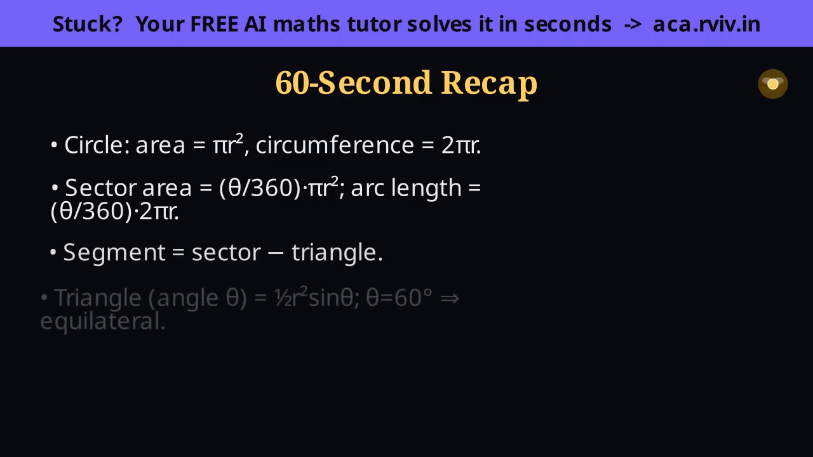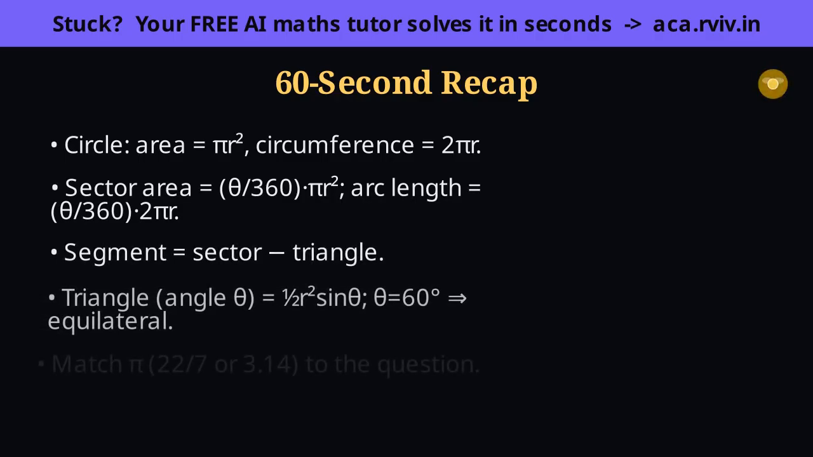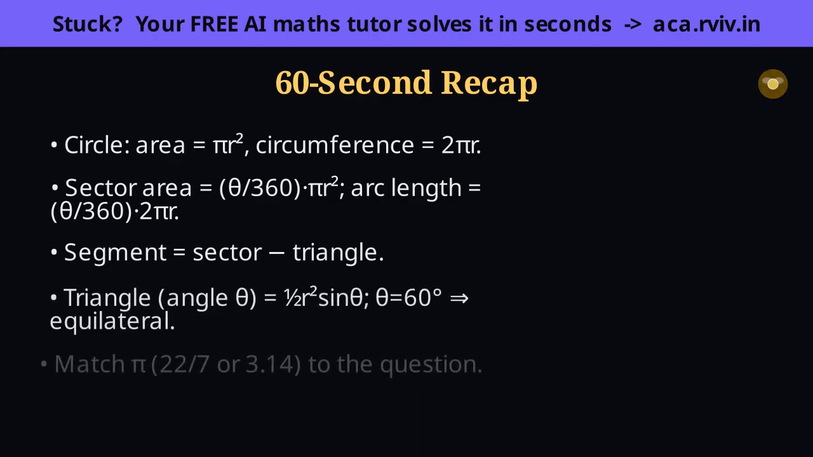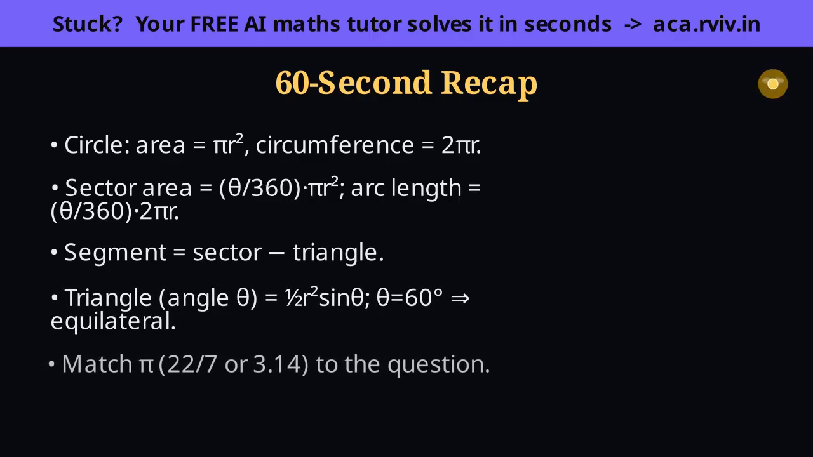And always match pi to whatever the question states, choosing 22/7 when the radius is a multiple of 7 so the arithmetic stays clean. Understand those, don't just memorize them, and you're truly exam ready.